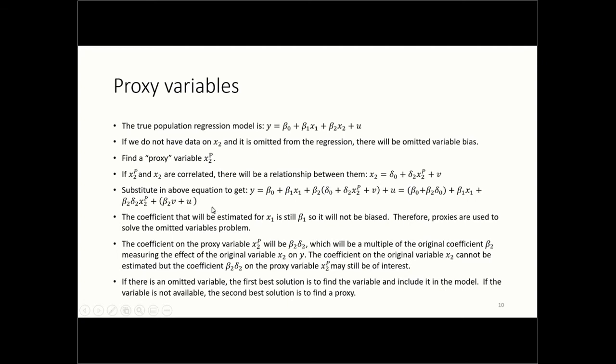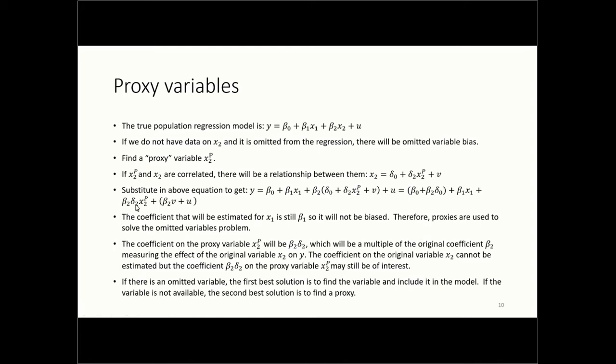So the coefficient here on x2p on the proxy would be beta 2 times delta 2. So that would be a multiple of the original coefficient beta 2 that represents the relationship between y and x2 and delta 2. Delta 2 would be the strength of the relationship here between x2 and x2 proxy. So the coefficient on the original variable x2 cannot be estimated, so this one beta 2, but we can estimate a multiple of coefficient. And sometimes this coefficient may be of interest in its own right.